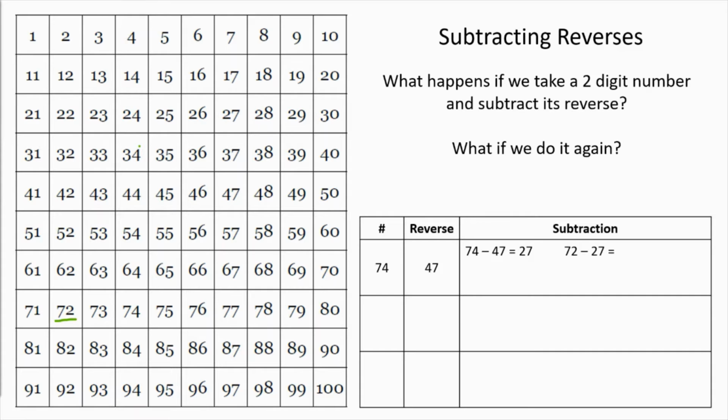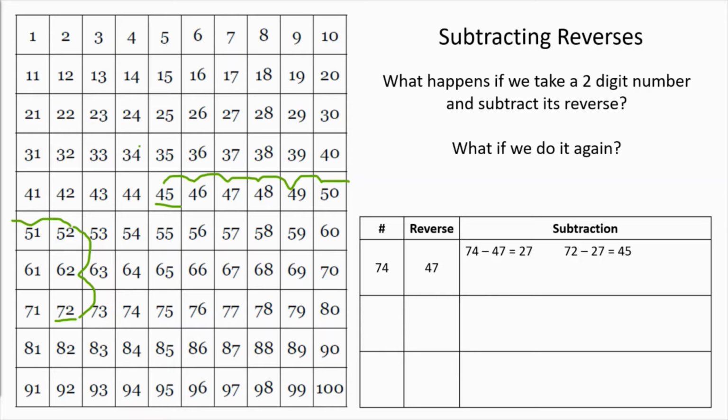72 minus 27. I'll use the hundreds chart to help me again. I'll break the 27 into 20 and 7. First, I'll count back 20, then I'll count back 7. Here we go. 72, 62, 52. And I'll count back 7 more. 51, 50, 49, 48, 47, 46, 45. So by using my hundreds chart, I figured out that 72 minus 27 equals 45.